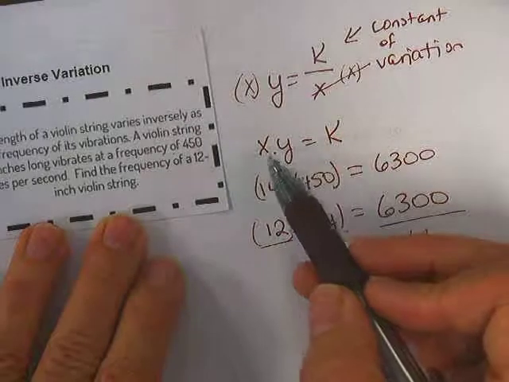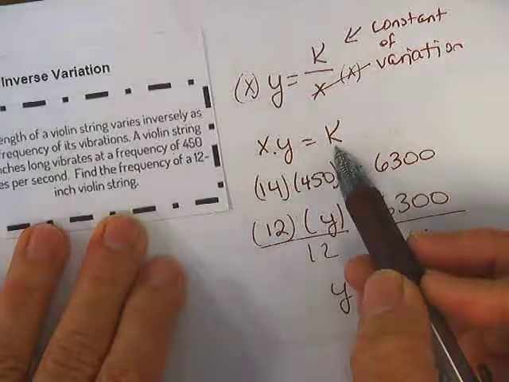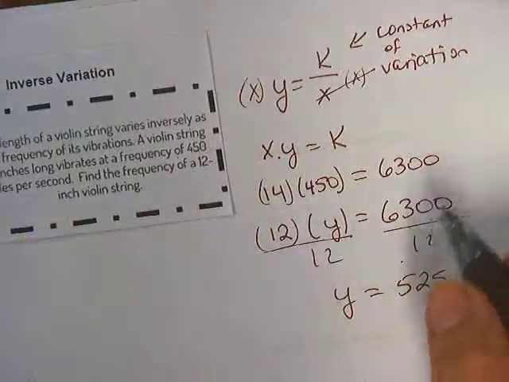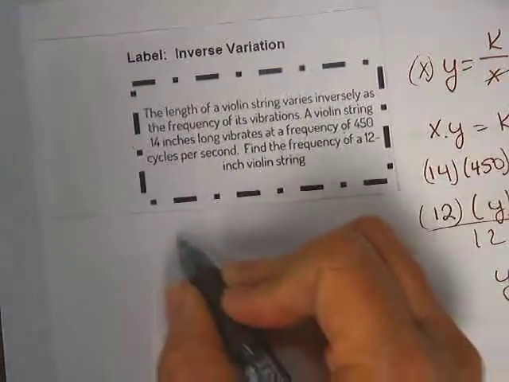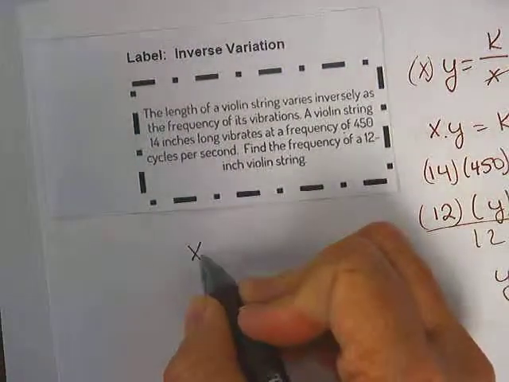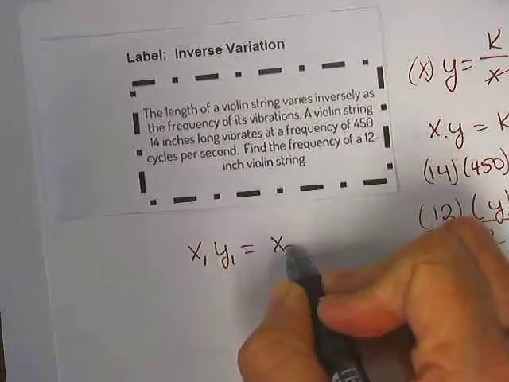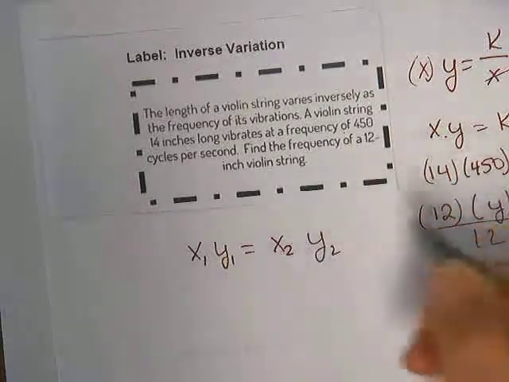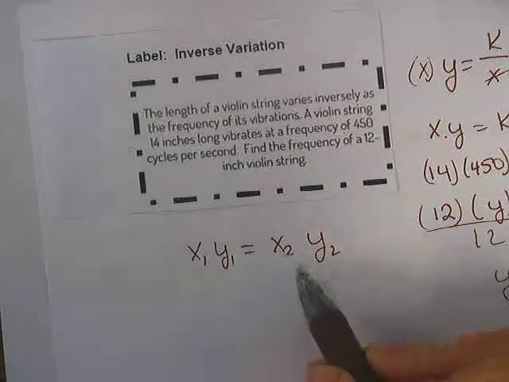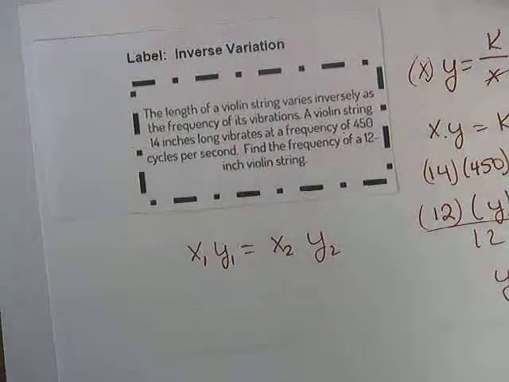And again, one thing to remember is since x times y equals k, no matter what the x and the y are, I could also set up a second equation if I don't care about my constant. The first x times the first y is equal to your second x times your second y. And if you don't care what your constant is, this is a quicker way to solve that.